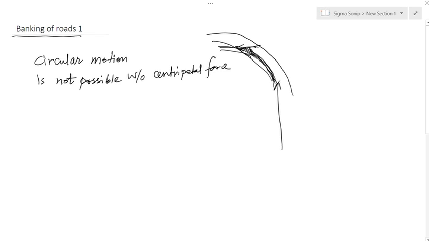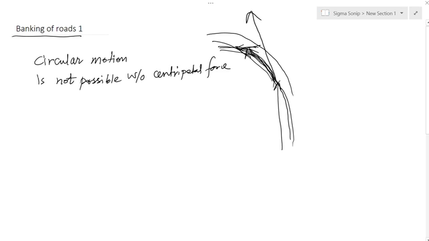Who is providing this centripetal force? The car is going around the bend, so there must be some agency which is providing this centripetal force. If you want, you can pause the video and think about it. If not, then I'll give you a hint. Suppose you're driving in icy condition, the road is all ice, and you're trying to turn. You will find that it's difficult to turn, and most probably if you're driving at a faster speed, you will not be able to make the turn and you will go straight.